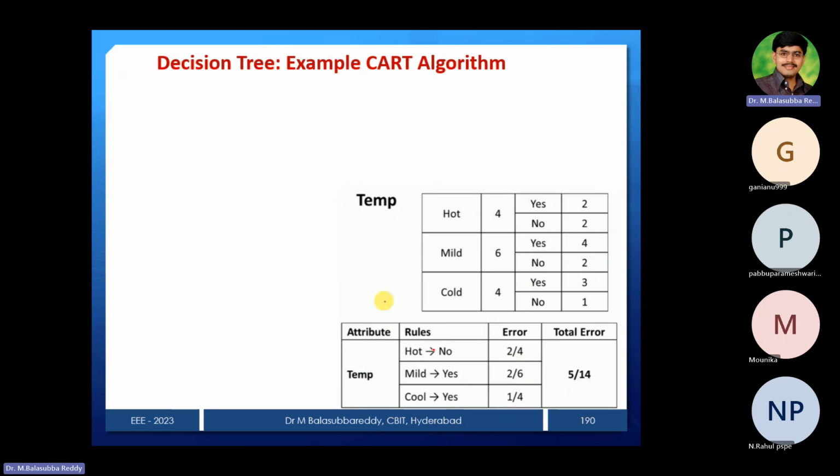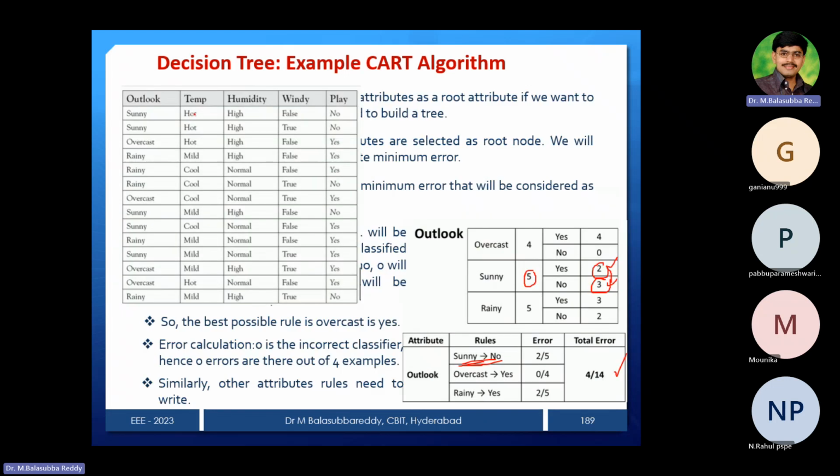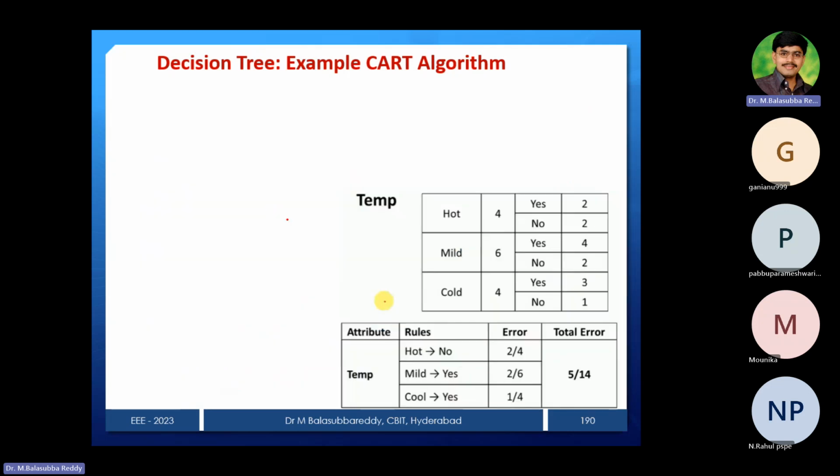Now we'll go for temperature. In the temperature, what is happening? Hot is one level and mild is another one. Cold is another. 3 are there. So now write the temperature attribute: hot, mild, cold. How many numbers can you give? Yes and no you can give, in every case. Then in the temperature attribute, hot is no, mild is yes, cold is yes.